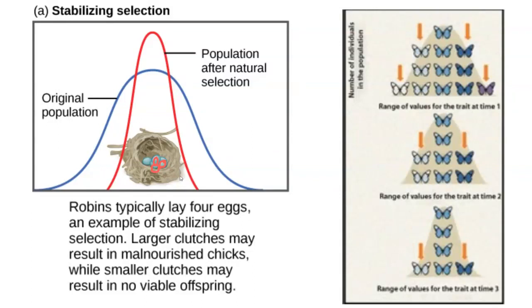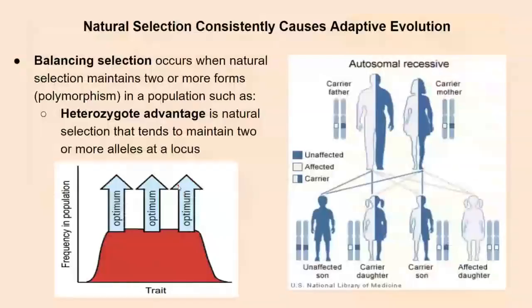So for best survival, the selection is not for birds that only lay one egg, and it's not for birds that lay eight eggs, but it's for birds that lay about four eggs. So we're selecting for the mean.